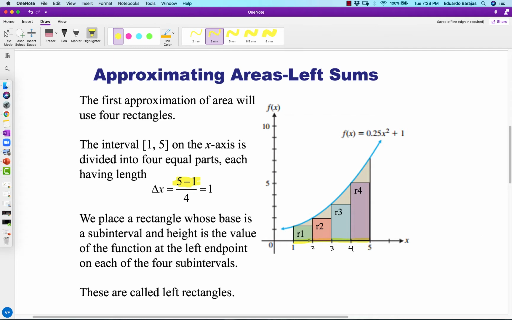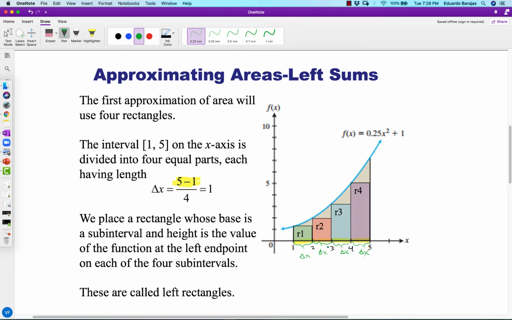They're all going to have width delta x. So let's note that. The width of this one is this delta x notation, which in this case is 1. But they're all the same width: delta x, and delta x. Right? All the rectangles have a base width of delta x.